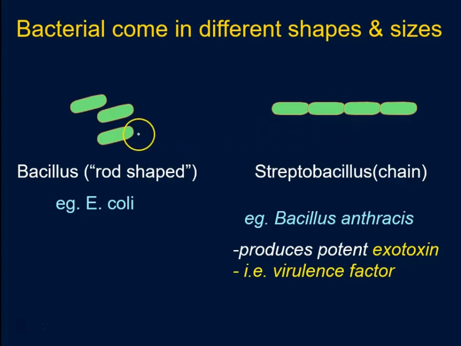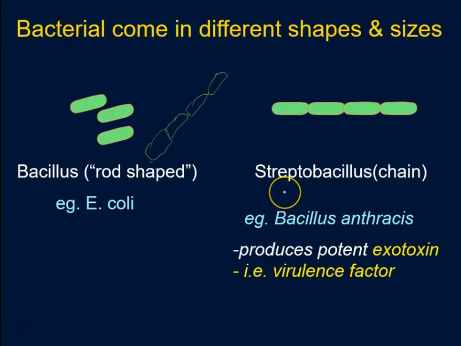And so what happens is the bacteria divides. So one bacteria becomes two bacteria, and it stays attached to itself. Then this bacteria on this side will divide and stay attached to its daughter cell, and this bacteria divides but stays attached to its daughter cell. So it causes these chains. An example of that is Bacillus anthracis.